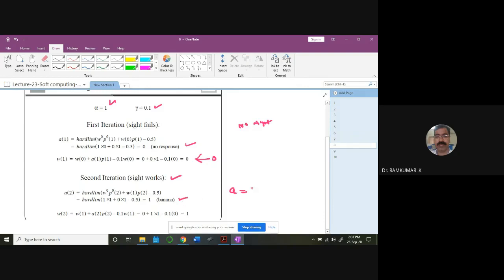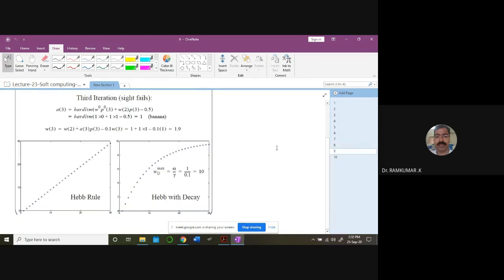That is, my output A is going to be 1. Input pattern is also 1. Both the patterns are 1. Perception is working. So then I'm updating the weight, but with 0.1 W1 I'm choosing. This 0.1 W1 comes from this gamma. So naturally I'm going to have 1.